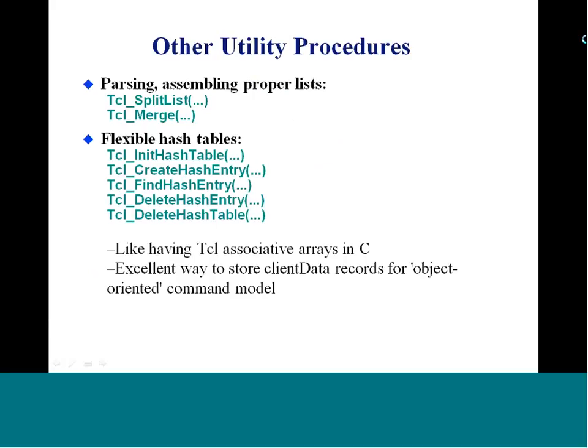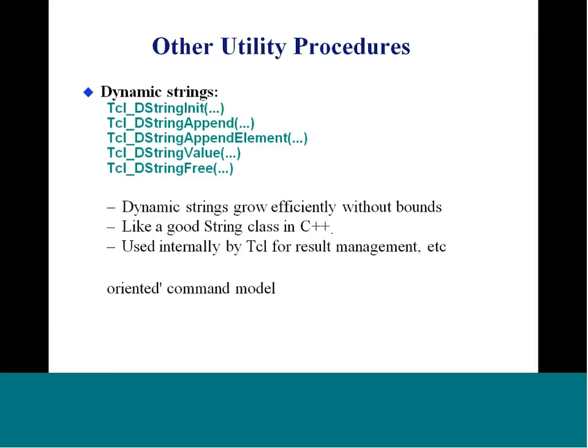Now for parsing and assembling proper lists, we use Tcl_SplitList and Tcl_Merge. The hash tables are quite flexible: Tcl_InitHashTable, Tcl_CreateHashEntry, Tcl_FindHashEntry, Tcl_DeleteHashEntry and Tcl_DeleteHashTable. The hash table is just like having Tcl associative arrays in C. It is also an excellent way to store the client data records for an object oriented command model.